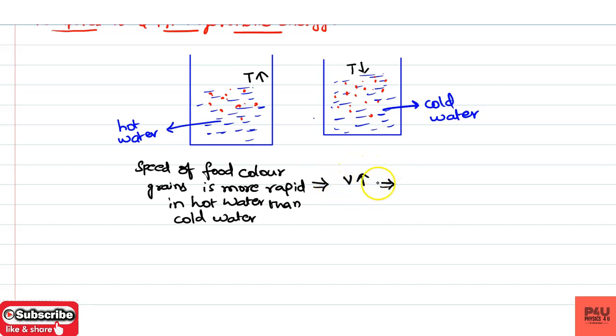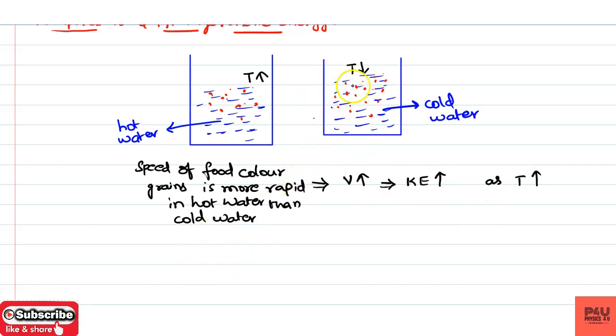When the body is moving with some velocity, it will possess kinetic energy. So as the velocity increases, kinetic energy also increases. So why is this happening? Because temperature is more.